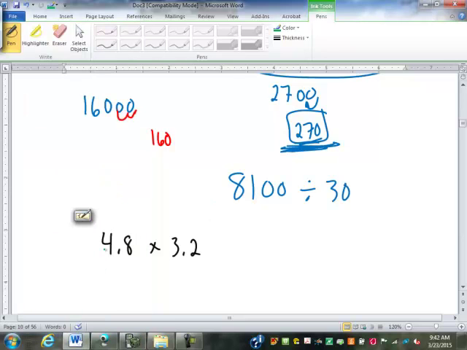As I've stressed before, when you're typing these in, 4.8 is about what? About 5, right? 3.2 is about 3 or 4. 5 times 3 is 15. Before you punch these, and you don't have to write it down, but just look at it. 4 and 3 is 12 or 15. Make sure you have that in your head before you punch it in.